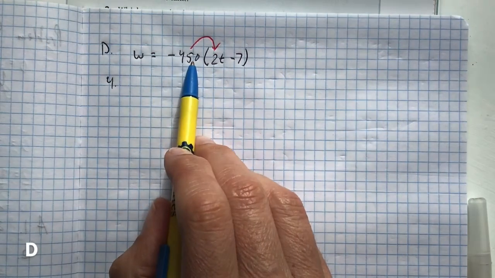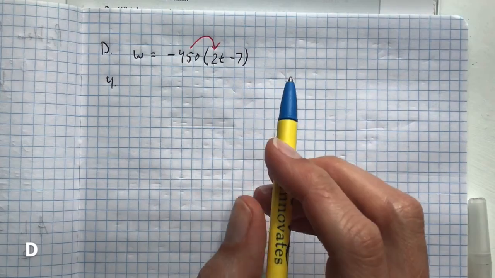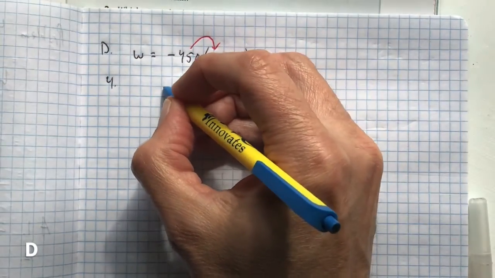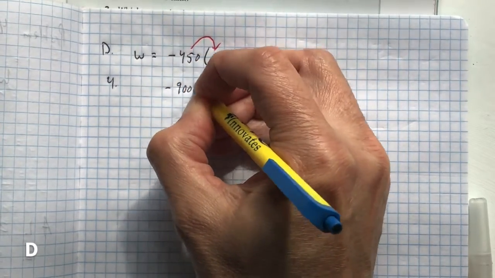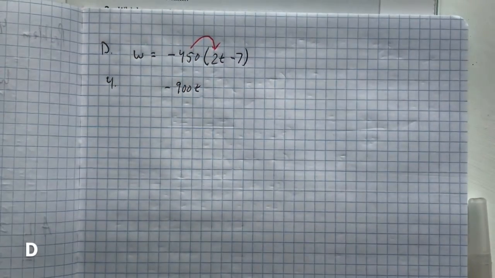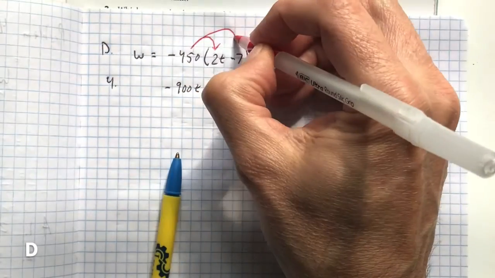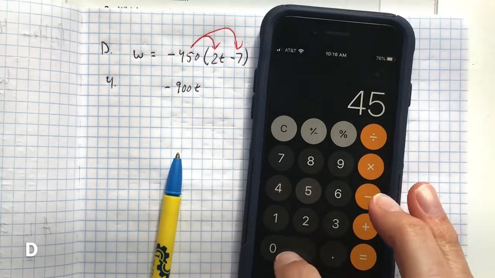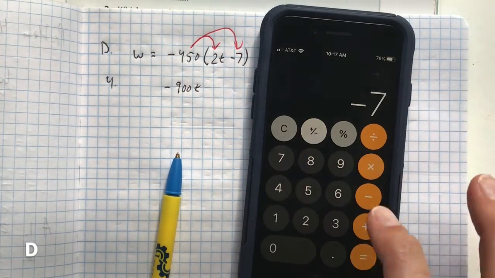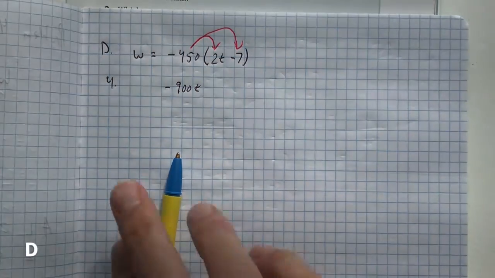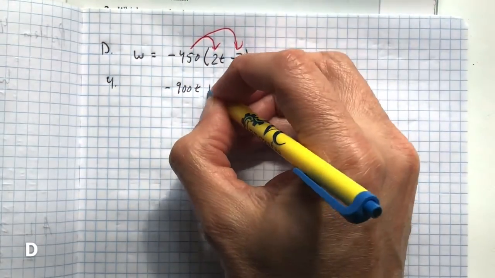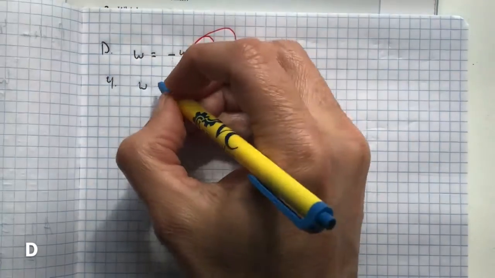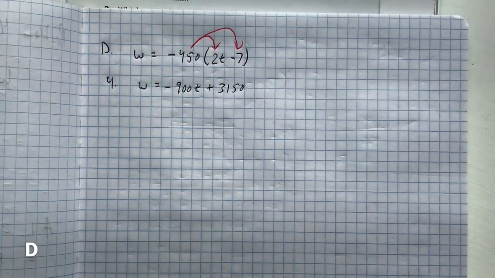So you can see I've got negative 450 times 2T. Well, negative 450 times 2 would be negative 900. So I'm going to have here a negative 900T. And then I'm going to have my other distributive part going through here with that negative 450 times the negative 7. If I do that, negative 450 times negative 7 is going to give me 3,150. That's positive because they're both negative, so 3,150. So now I look at this, that makes answering the other ones a lot easier.